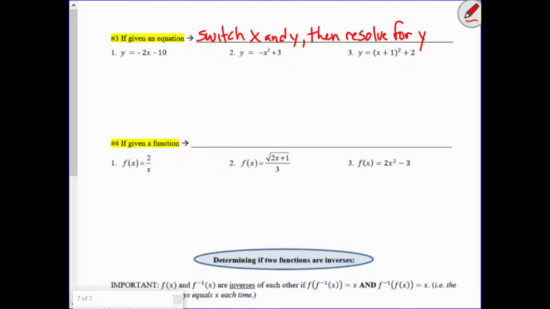So for instance, I have Y equals negative 2X minus 10. How would I rewrite that if I took the X and the Y and I switched their positions? Okay, so I'm here. Now I messed it up, right? Anytime you guys have an equation, you want it to be Y equals. So when I do this, I switch the X and the Y. Now I have to resolve it for where the Y is now. So what would I do first to solve for Y? Add 10. And divide by negative 2.